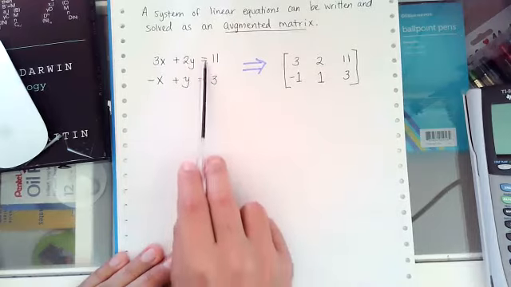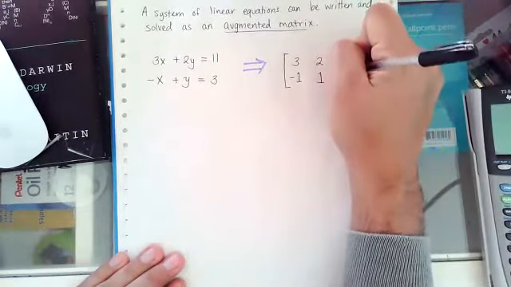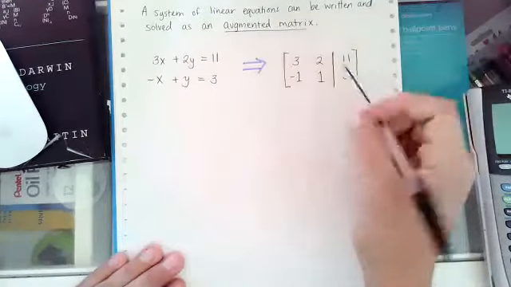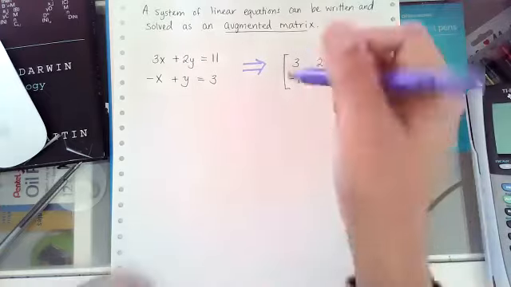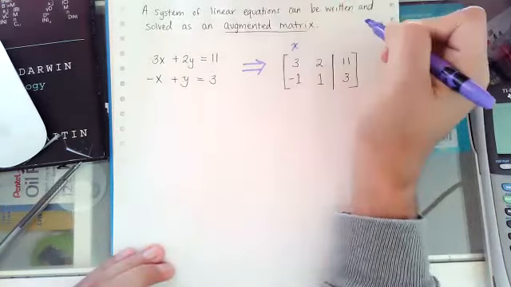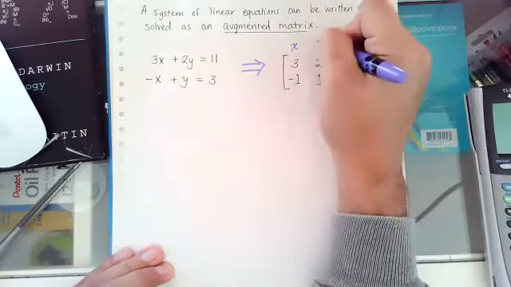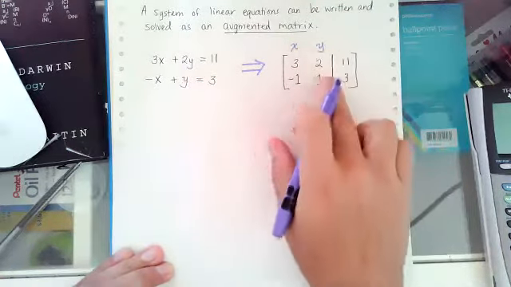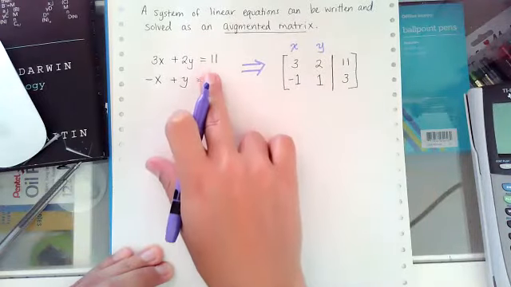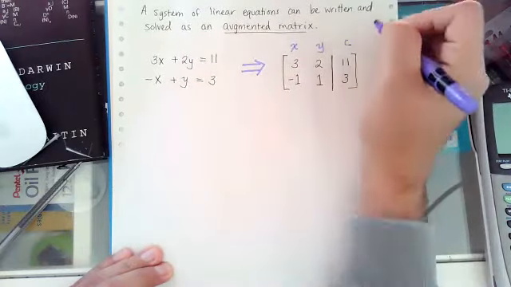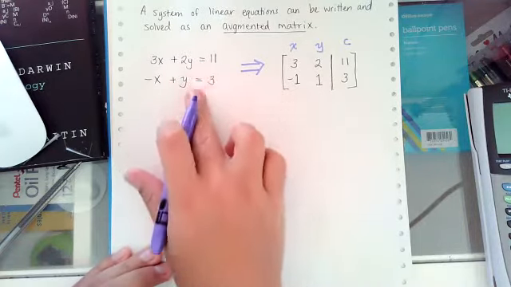Now, where we have the equal sign, we'll typically write just a straight vertical line here. So you can think about this matrix as storing all of the information from our system. The first column represents the coefficients for the x's. The y coefficients are stored in the second column. And then the constants are stored in the third column, on the opposite side of the equal sign.